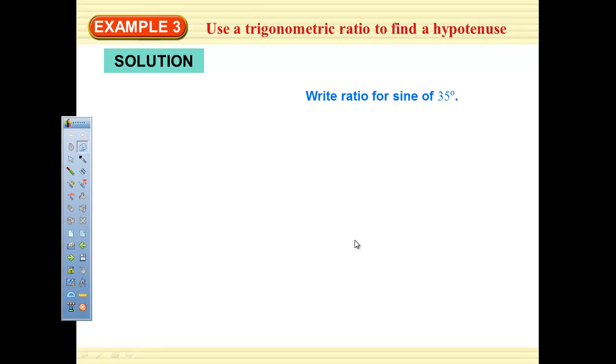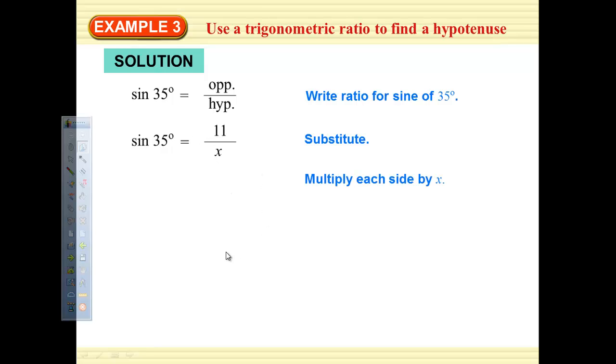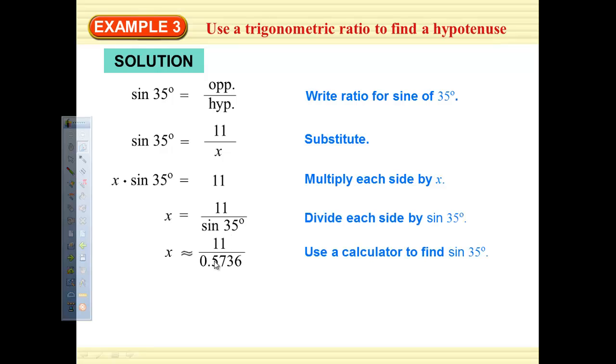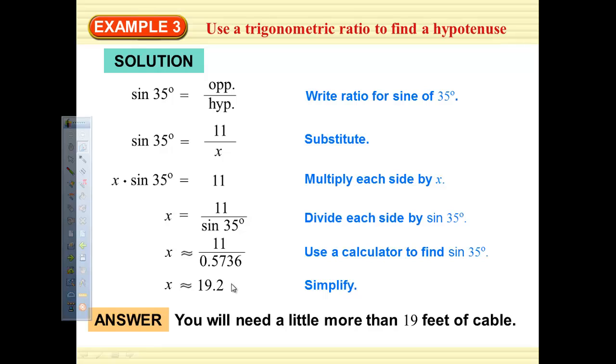So again, for the solution, we write sine of 35 is opposite over hypotenuse. This is also the same as 11 over x. We multiply both sides by x to get this, divide both sides by sine 35, and then we calculate it. We get 19.2. So it's about a little over 19 feet of cable.